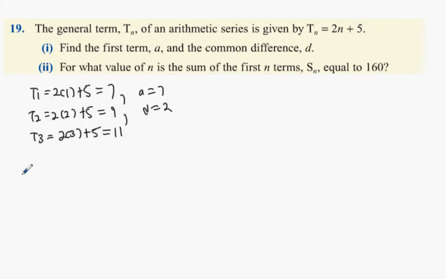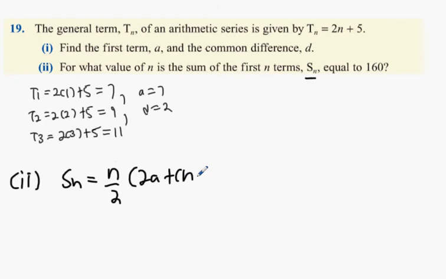Okay, for part 2, for what value of n is the sum of the first n terms equal to 160? To get marks on the board, what would be a good formula to write down? Sn equals n over 2 into 2a plus n minus 1 times d. Once again, if you're just trying to pick up marks without too much more thinking, what would be a good idea from part 1? Sub in the a and d.